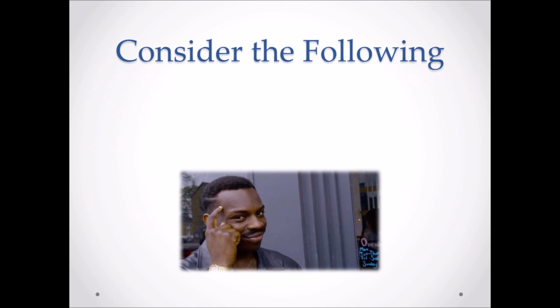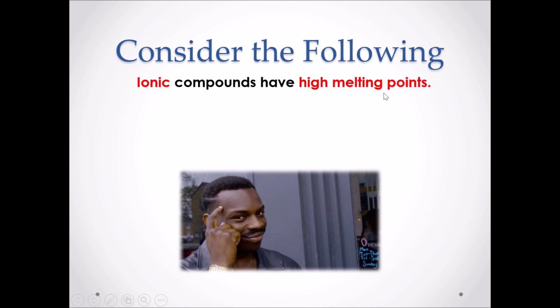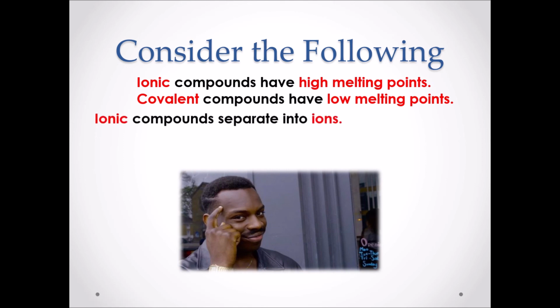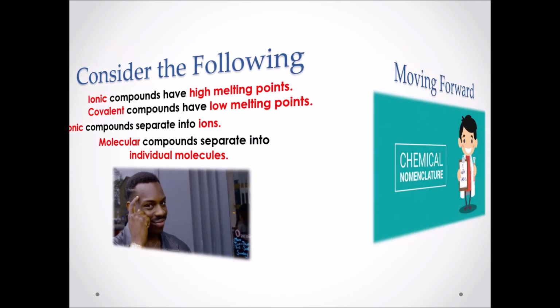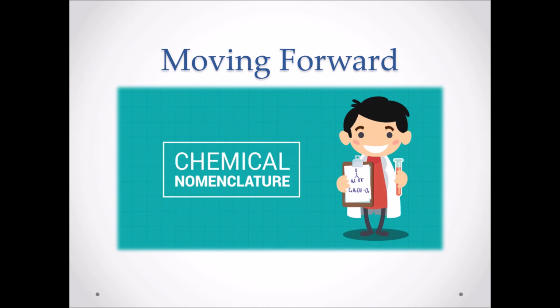Consider the following. Ionic compounds have the highest melting points. Covalent compounds have lower melting points. Ionic compounds separate into ions, while molecular substances separate into individual molecules. Moving forward, we will explore chemical nomenclature.